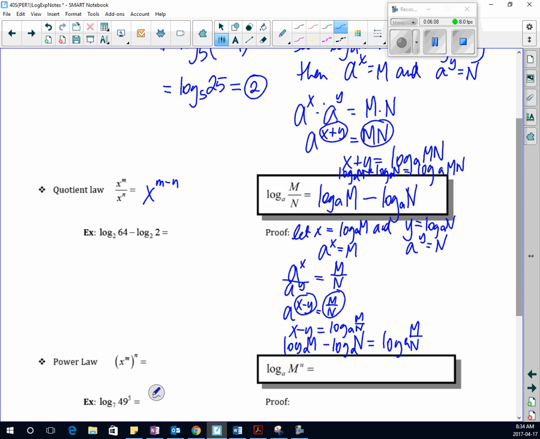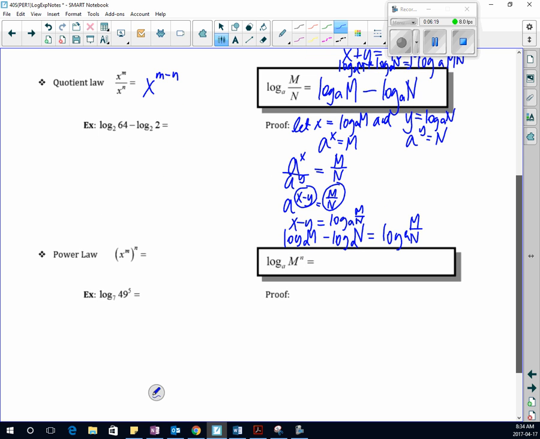So again, although we could do the following example separately, let's use the log theorems to do it, and then do it separately. We could do it the other way around. We can do it separately, then together. What's log of 64 base 2? That would be 6. What's log of 2 base 2? 1, and 6 minus 1 is 5.